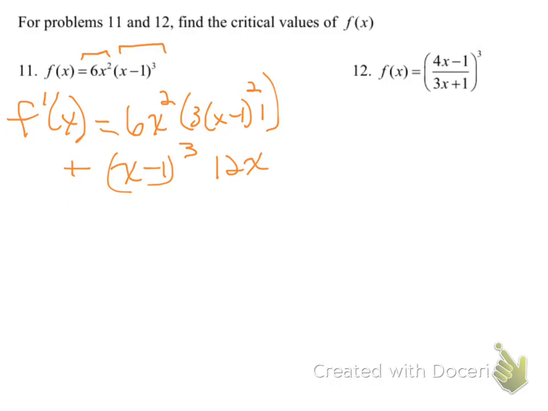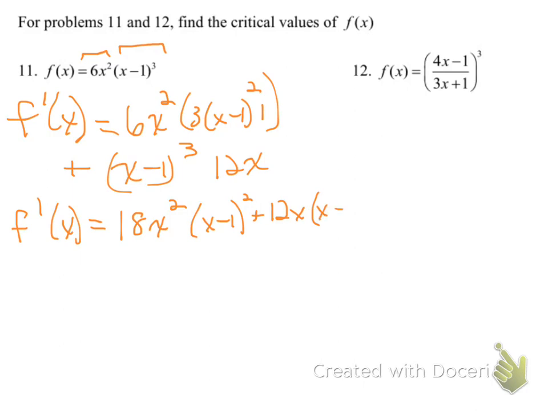So let's see if we can clean this up a little bit. f prime of x equals, so I have a 6x squared and a 3 out front. So let me bring that together. That's going to give me 18x squared, multiplied by x minus 1 squared, plus I'm going to bring the 12x in the front, and that's multiplied by x minus 1 cubed.